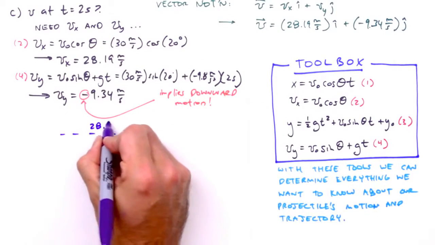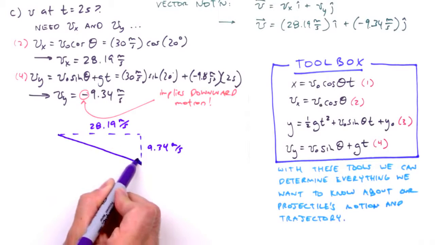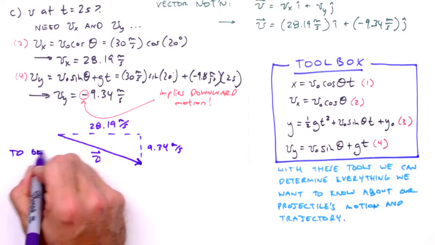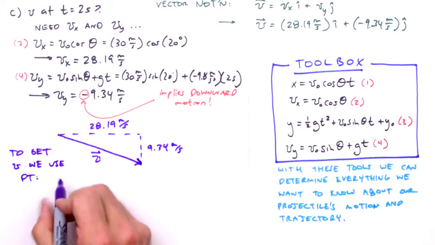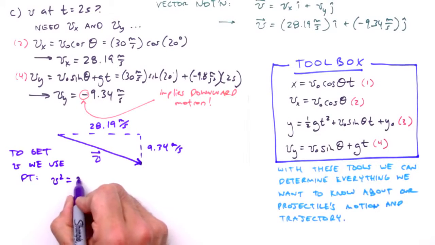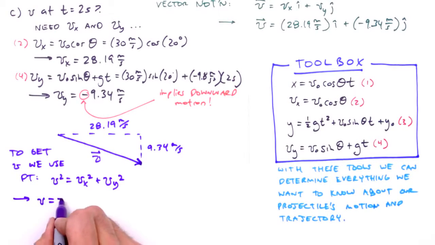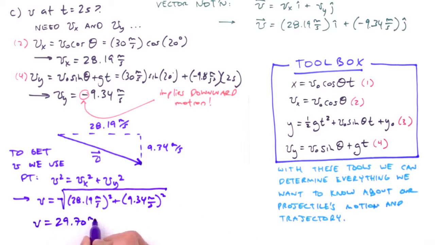So we've got 28.19 meters per second in the x direction and 9.34 meters per second in the negative y direction. We'll recombine these components to determine the magnitude of v using Euclid's 47th proposition, better known as Pythagoras' theorem. The square of the hypotenuse is equal to the sum of the squares of the legs. Taking the square root of both sides and inserting our values, and dropping the plus or minus sign, we get a magnitude of 29.70 meters per second. Physically reasonable? Check.